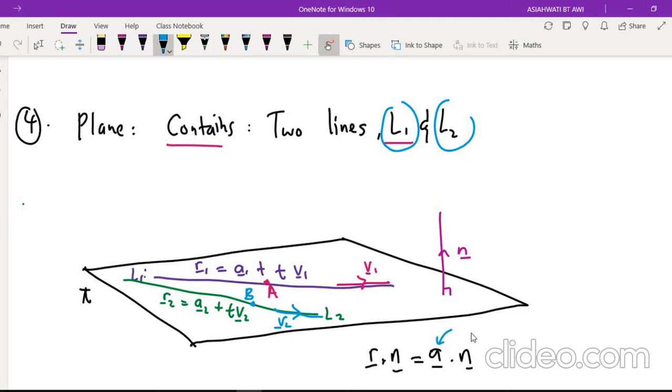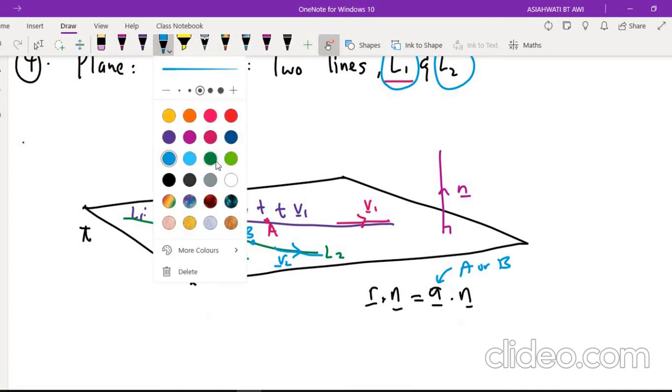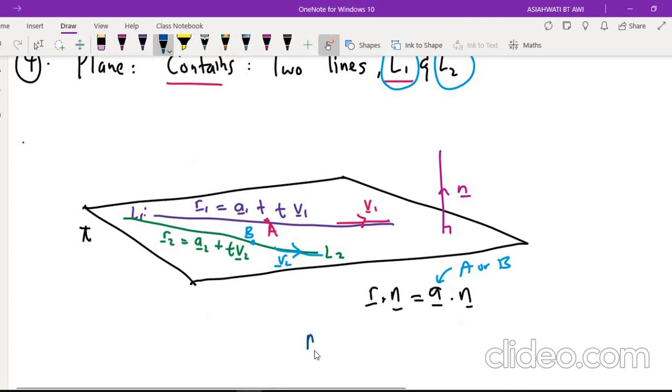Here you can choose either point A or point B. Now the problem is to find n, a vector which is perpendicular to the plane. You need two vectors and do the cross product to find n. Just take V1 and V2, do the cross product and get n. n is a vector which is perpendicular to the plane; substitute and find the vector equation of the plane.